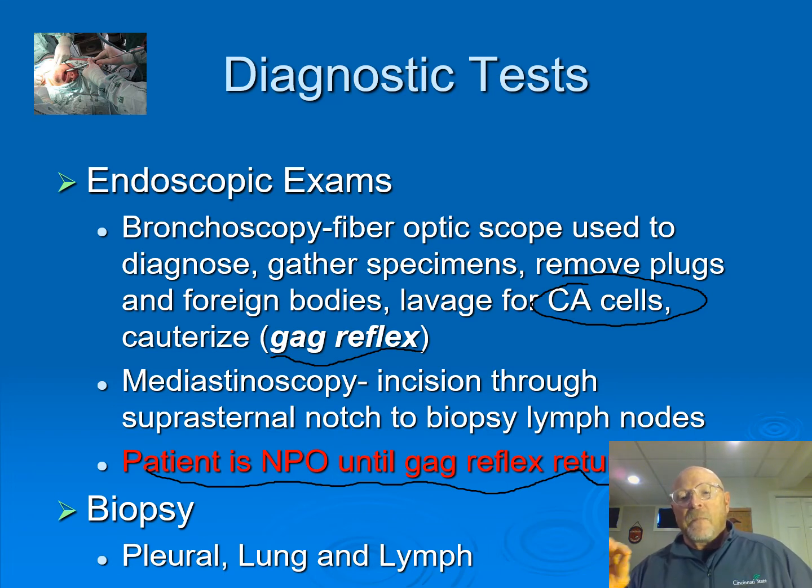But also, it's important for you as a nurse to recognize that when that patient returns to the unit, they are to remain NPO until there is a documented gag reflex. Without a documented gag reflex, if the patient is fed, that patient is at high risk for aspiration.